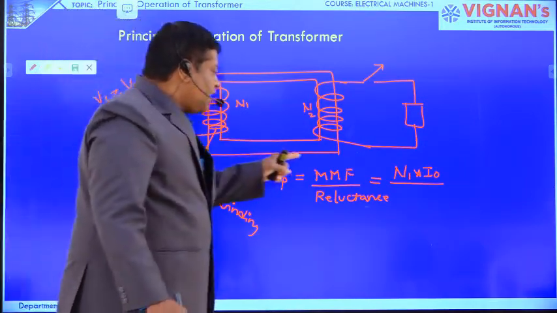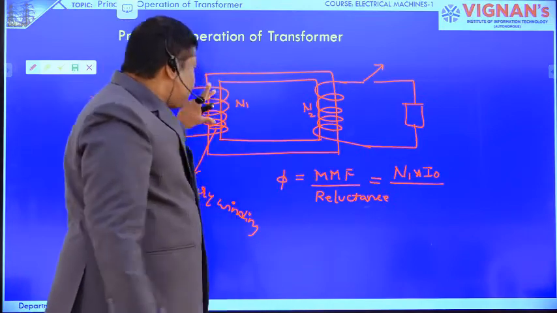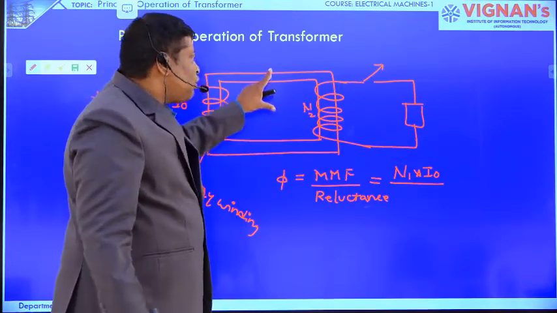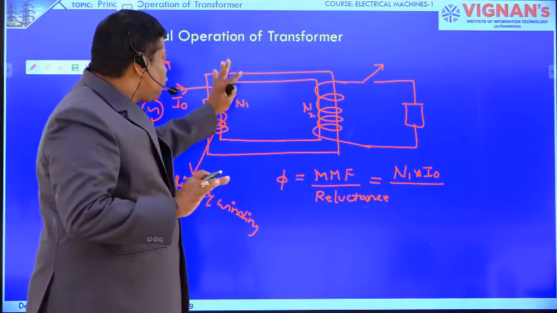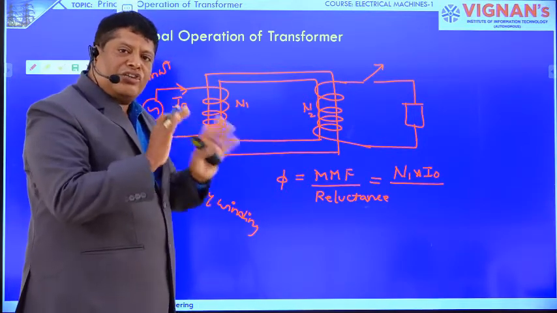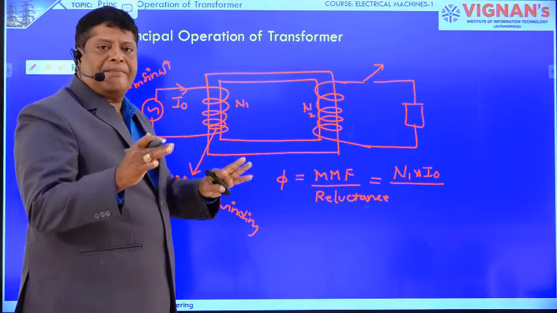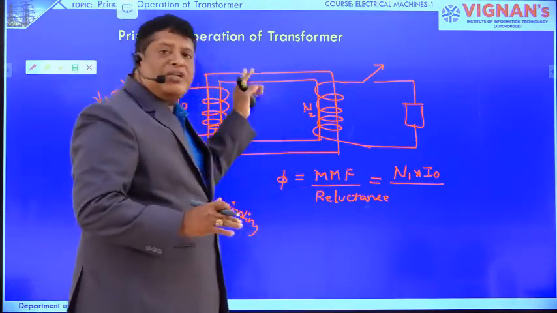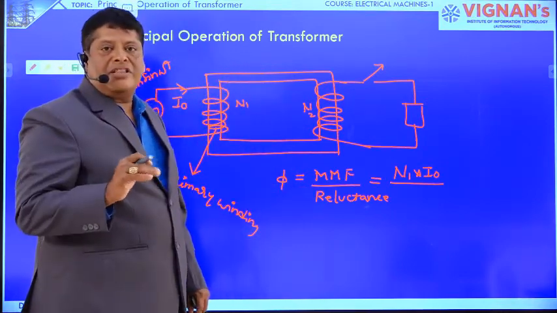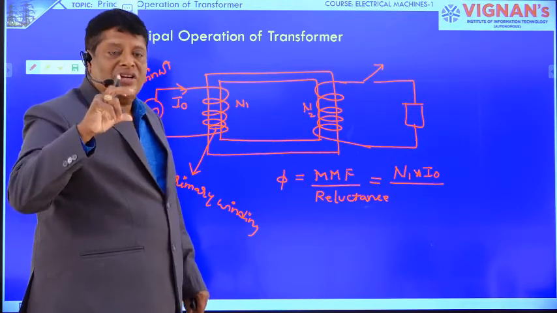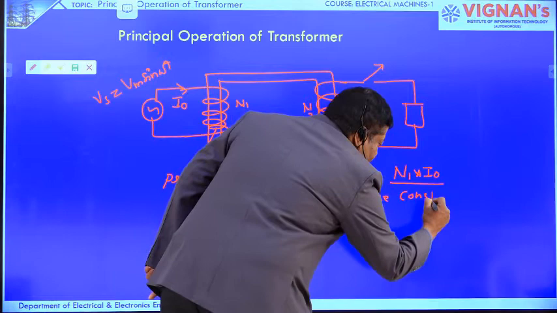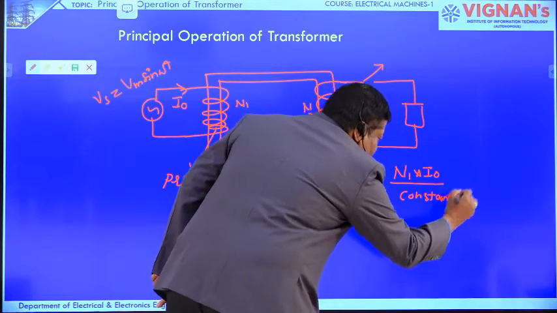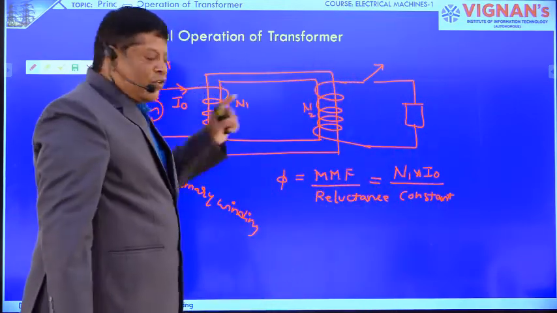So whenever the current is flowing, MMF is created from the primary winding, and the magnetic circuit has some amount of reluctance. Once the design of the transformer is over, the length and cross-section area, everything is materially the same. So the reluctance of the magnetic circuit is the same, a constant. In the denominator, it is a constant.